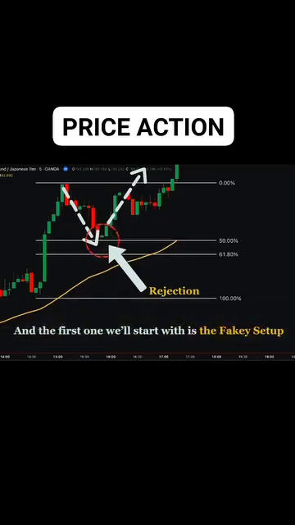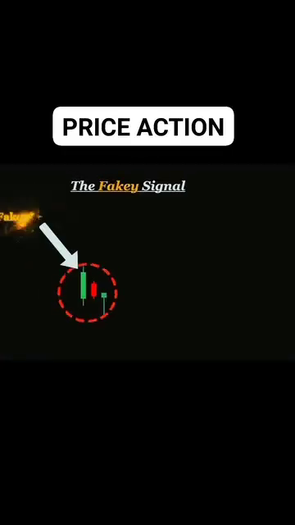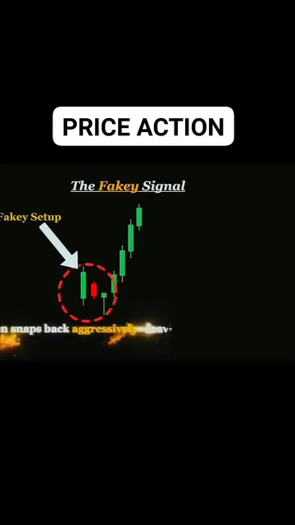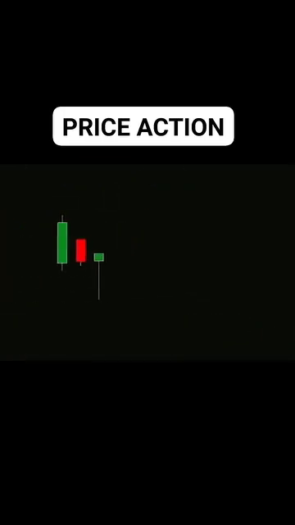And the first one we'll start with is the fakie setup, a classic smart money trap used to trigger explosive reversals. The fakie is one of the most deceptive price action setups used by smart money to trap retail traders and flip the market in the opposite direction. It creates the illusion of a breakout, lures in breakout traders, then snaps back aggressively, leaving them stuck on the wrong side. It all begins with an inside bar, a small candle that forms entirely within the range of the previous candle. This signals consolidation and creates tension in the market.